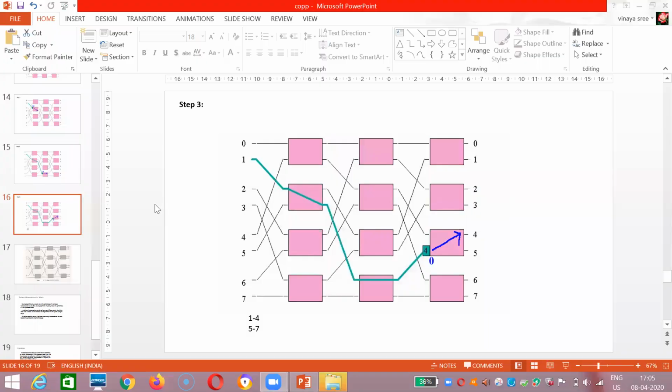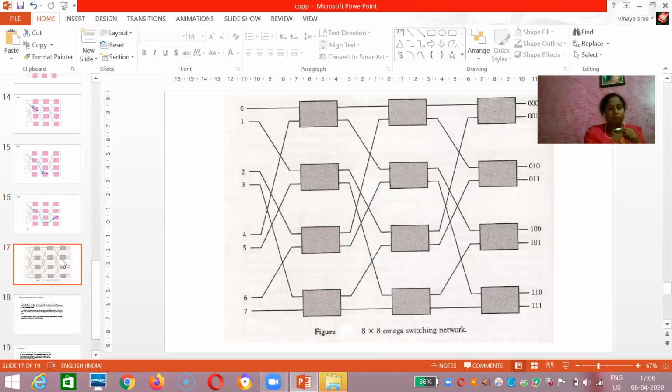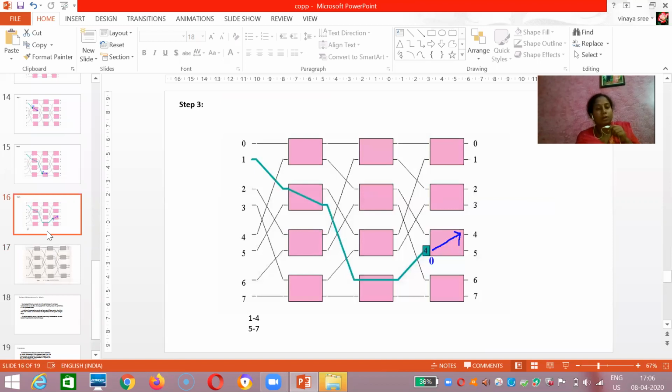So we will go for the end of the session. You have to practice, then you will get it. But this question is a 100% question for your external exam. Now, this is your final omega switching network, and note down in your notes the problem solving for the path contention problem in the omega switching network.